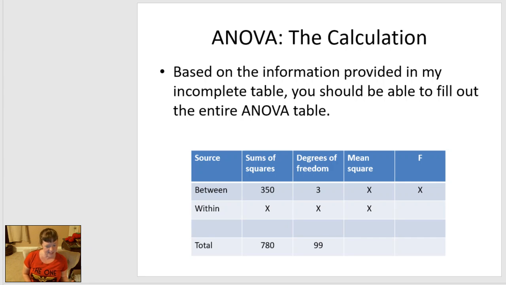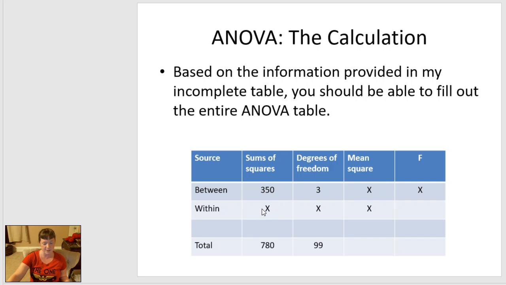The nice thing about an F table is that because we know that between plus within always equals total, you can actually use a source table to fill in the blanks sometimes, which is sort of nice, right? Especially if you already know the total amount of sums of squares, you already know total degrees of freedom. Then if you calculate between, which is easier than calculating within, you can actually fill in the blanks.